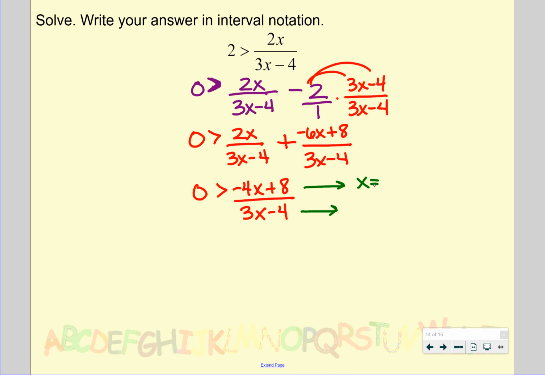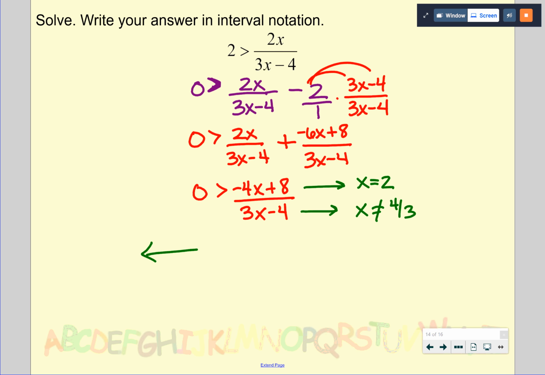If you set the numerator equal to 0, and you can write this out in the margin if you need to, you would have to subtract 8 and divide by -4, bless you, so you get x equals 2. In the denominator, if you set that equal to 0, you'd have to add 4 and divide by 3, so 4/3, and then note to self, 4/3 is a domain restriction, so it came from the denominator, not equal to there. Set up your number line. 4/3, which is like 1 1/3, and 2. You have 3 intervals to test.